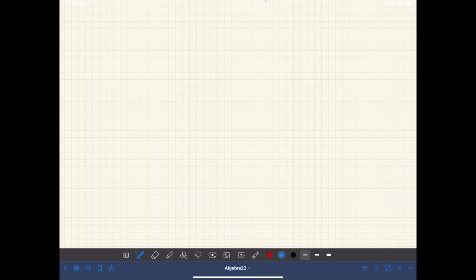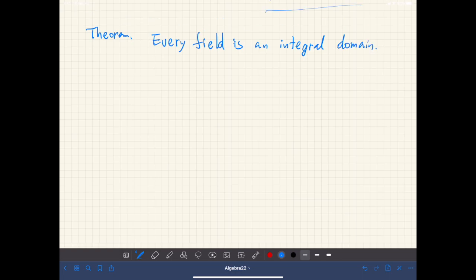Now, here is a simple theorem that says every field is an integral domain. So this theorem almost looks trivial, but nevertheless, let us prove this.